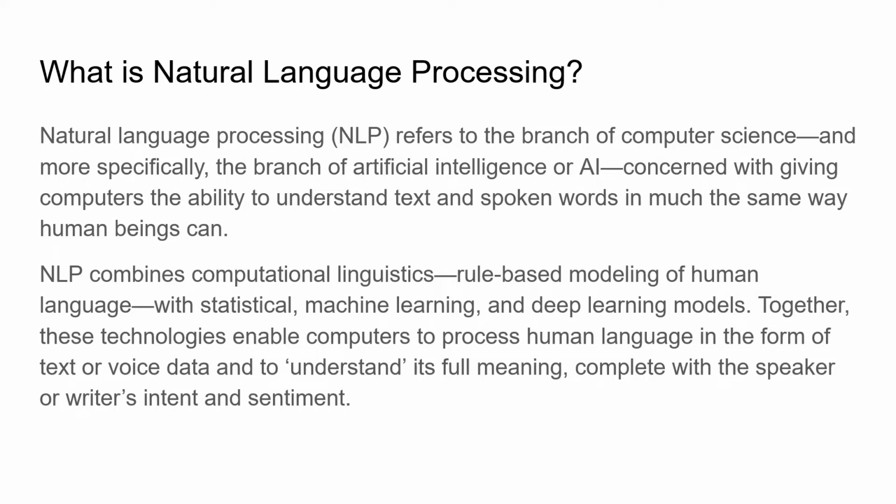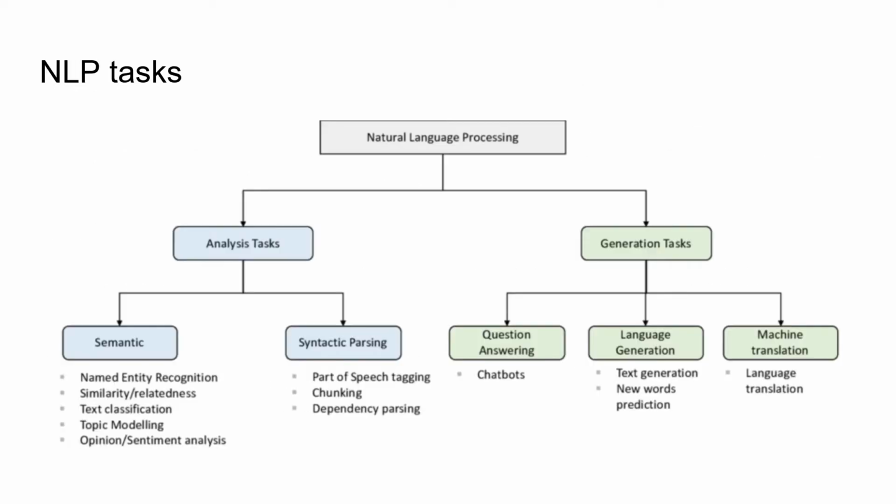So let's move on to the next slide, wherein we are talking about the tasks that NLP is working on, the natural language processing tasks. These tasks are generally divided into two categories: analysis tasks and generation tasks. In analysis tasks, we have semantic analysis as well as syntactic parsing. In generation tasks, we have question answering, language generation, and machine translation.